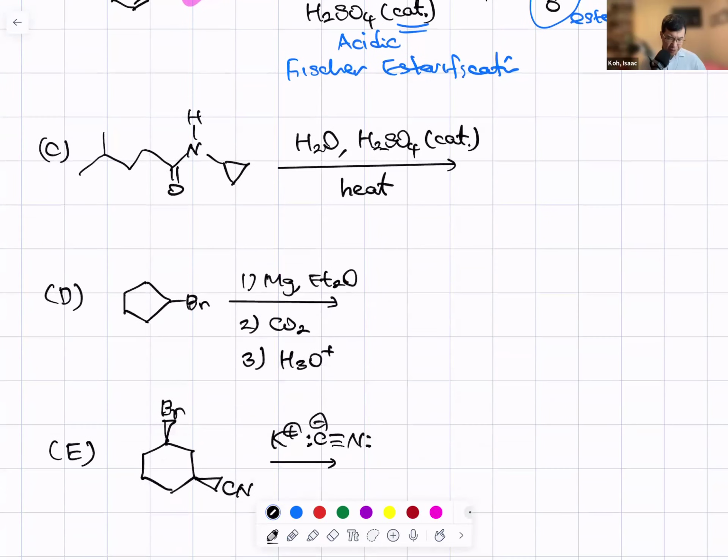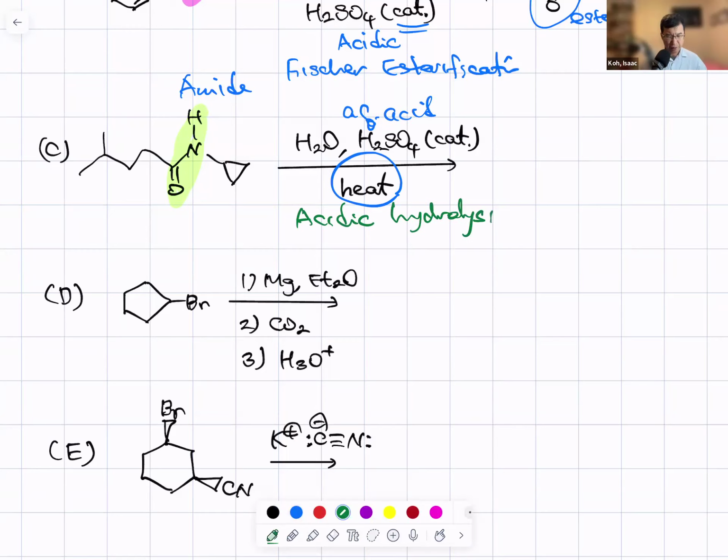And C, we have an amide. Here we have an amide right there. Let's write the functional group present in the product: amide. And here we have aqueous acid and heat right there. This is the condition for acidic hydrolysis. The amide is stable. Amide does not react much, so we need to make a strongly acidic condition, plus we need to raise the temperature.